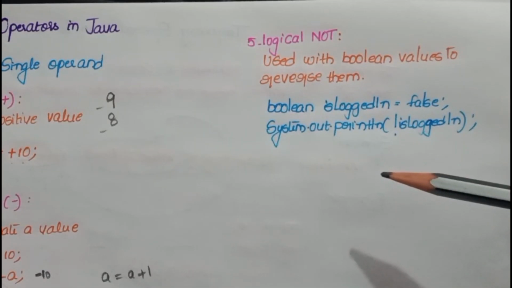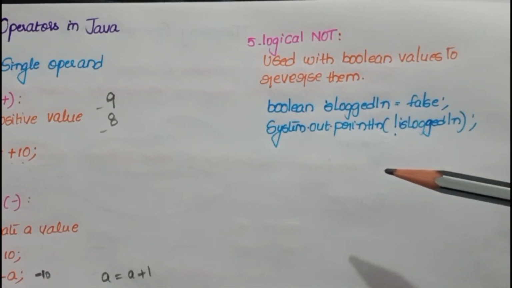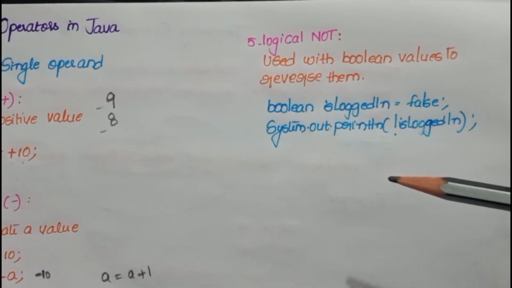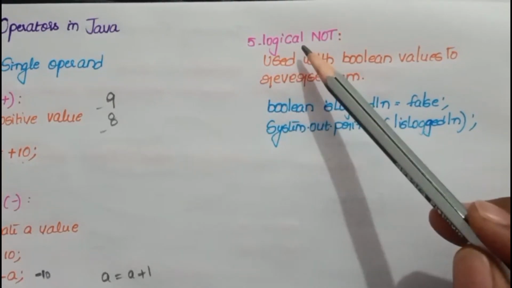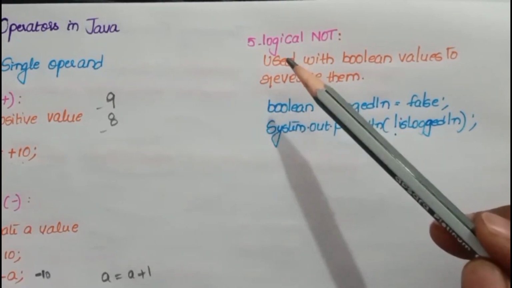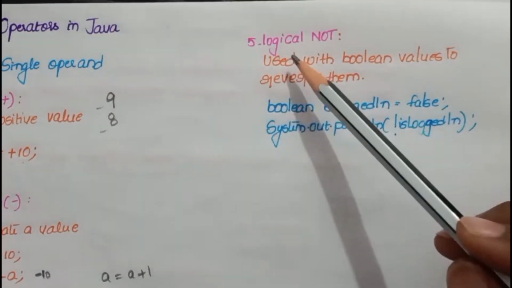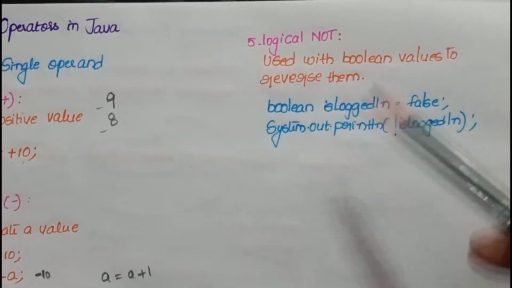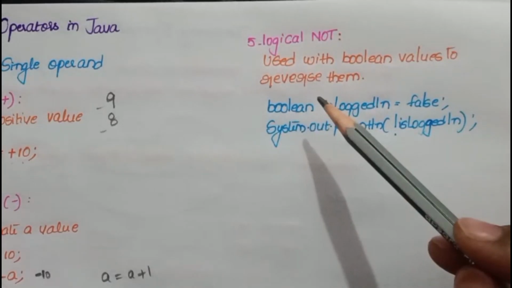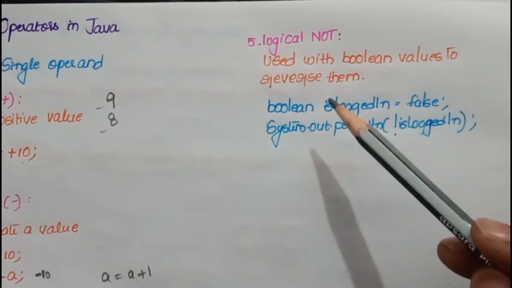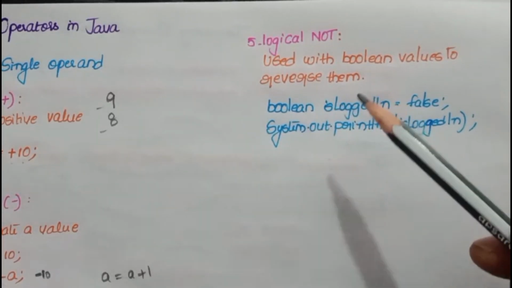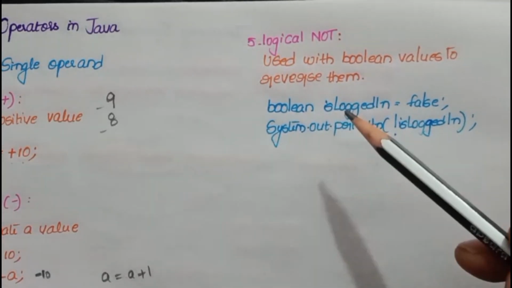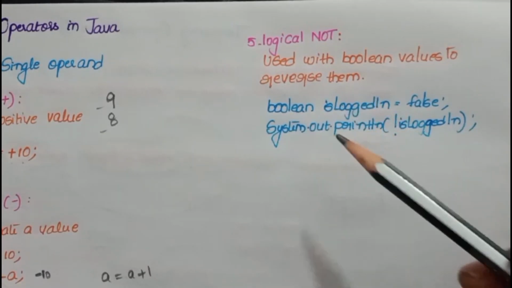in unary operator. If someone asks whether logical NOT is a logical operator or unary operator, it falls into both. By name it is, we are saying logical NOT, so it is a logical operator. Since it operates on a single operand, we can also classify it into the unary operator. What it does is it reverses the value of boolean values. If it is false, logical NOT of false will return true. If it is true, logical NOT of true returns false.